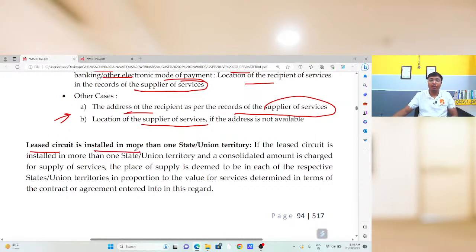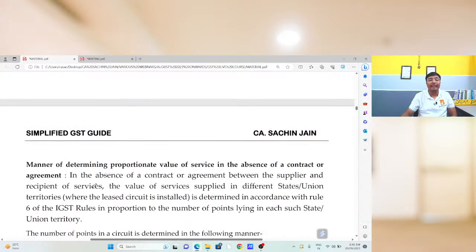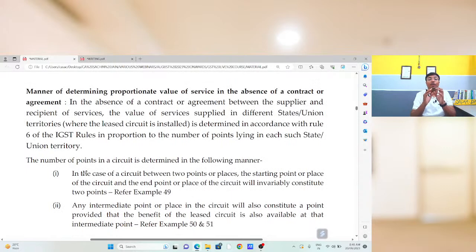Okay, now suppose the telecommunication tower or leased circuit is installed in one or more locations. In that case, what will be the place of supply? We need to decide the same according to the contract and agreement. And suppose no contract or agreement is available. In that case, we need to decide from the proportion of the number of points lying in each state and union territory. The linkage points of that circuit line, that telecommunication tower line, will decide the place of supply.